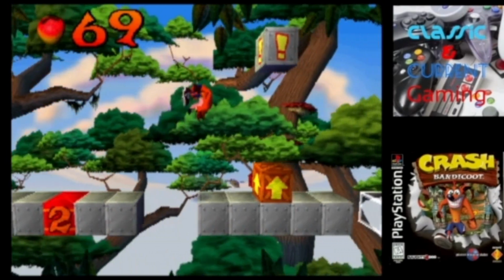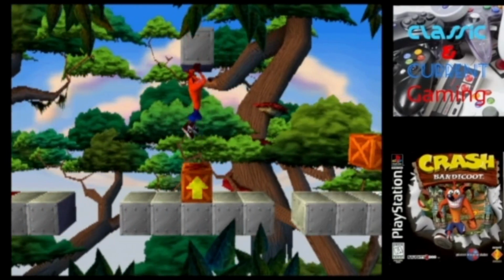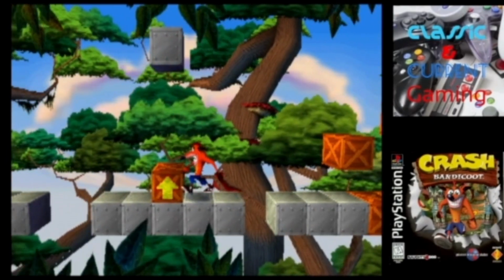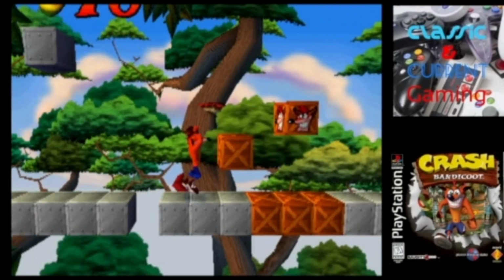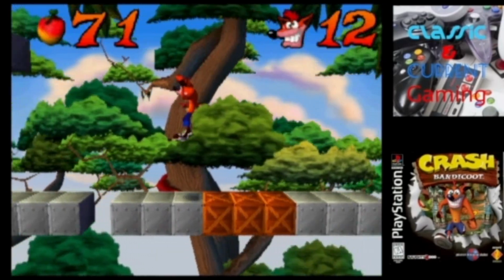The development of Crash Bandicoot spanned a total of 18 months. It was released in North America on September 9th, 1996, and in Europe on November 8th, 1996.